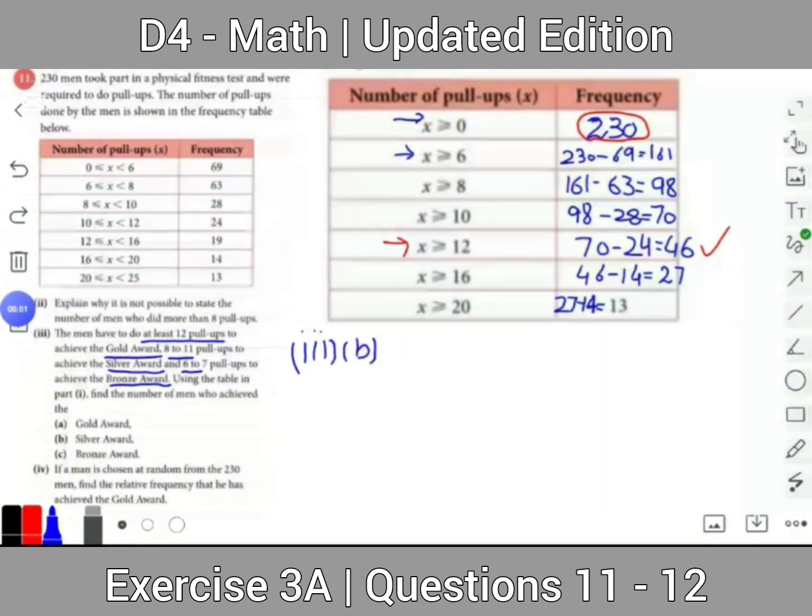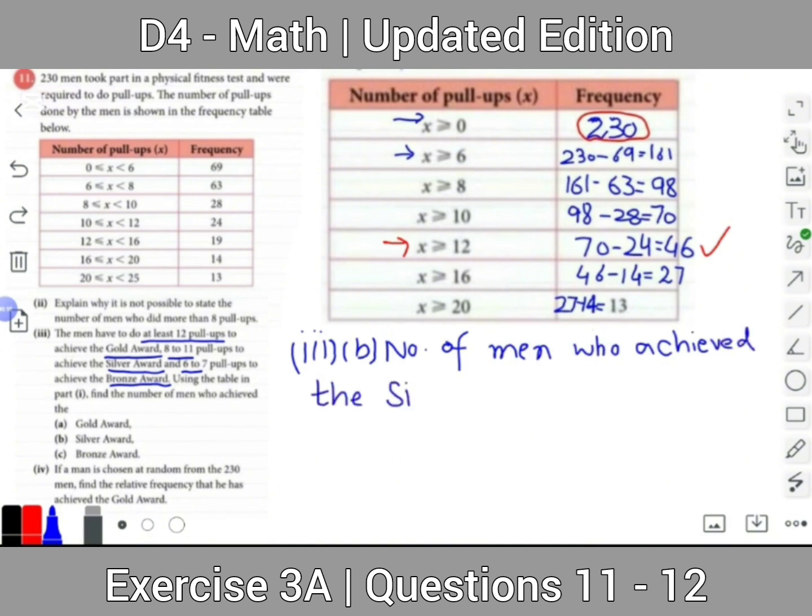Now for part 3b, we have to find out the number of men who achieved the silver award. So for the silver award, the men have to do 8 to 11 pull-ups.